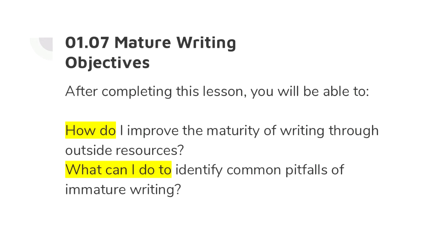What can I do to identify common pitfalls of immature writing? So 1.07 talks to you about how to make your writing more mature and higher level. And as 8th graders, it's important that you're showing that in your writing. So you want to improve your maturity using outside resources in your writing and identify the common pitfalls of immature writing so you know how to change those.